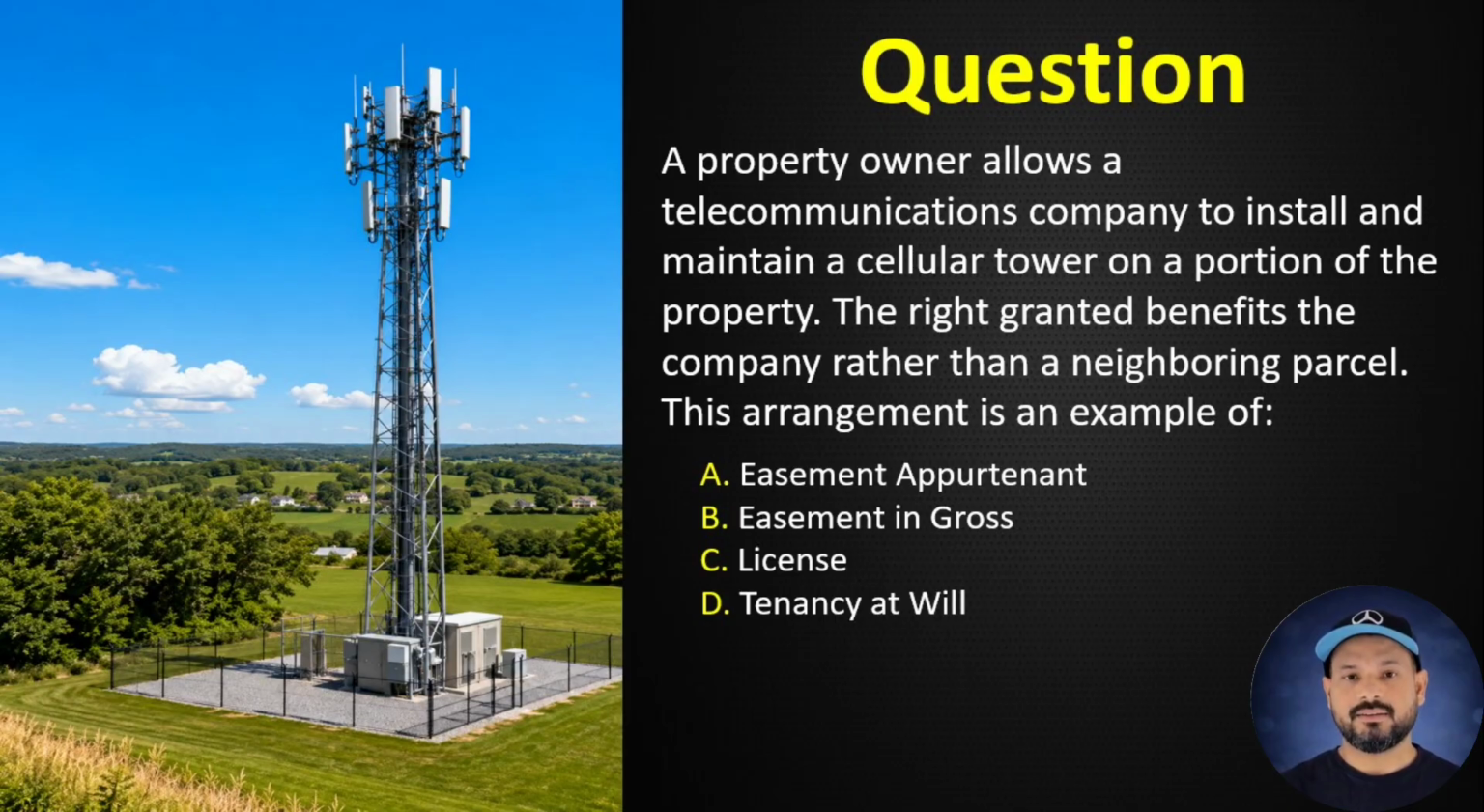Question number 11. A property owner allows a telecommunications company to install and maintain a cellular tower on a portion of the property. The right granted benefits the company rather than a neighboring parcel. This arrangement is an example of A. Easement appurtenant, B. Easement in gross, C. License, D. Tenancy at will. Correct answer, B. Easement in gross. An easement in gross benefits a person or business instead of another parcel of land.